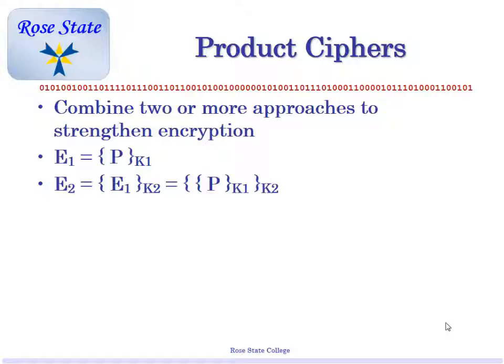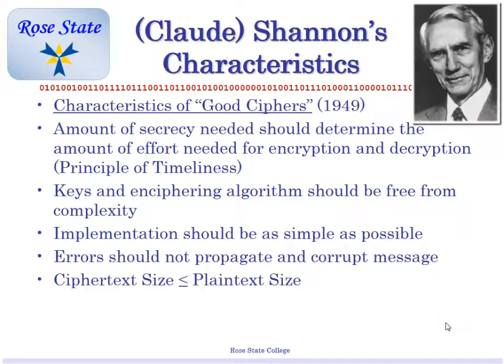Claude Shannon actually wrote a really good paper on the characteristics of good ciphers in 1949. It says the amount of secrecy needed should determine the amount of effort needed for encryption and decryption. So if I am encrypting my pizza delivery order, does it really need to take 1,000,000 years to break? No. So what if I tell you DES can be broken in 21 hours, and I have something that only has a value for 20 minutes? Is DES acceptable even though it's been broken? Yeah. It's about how powerful a machine you need based on what you'll be using it for.